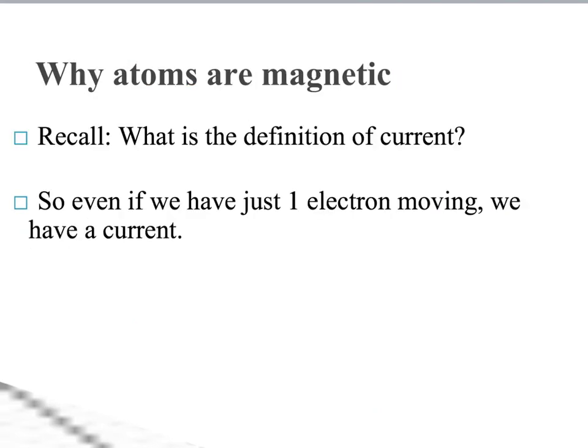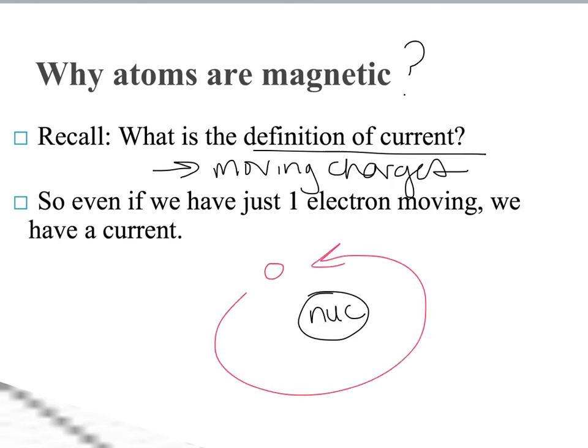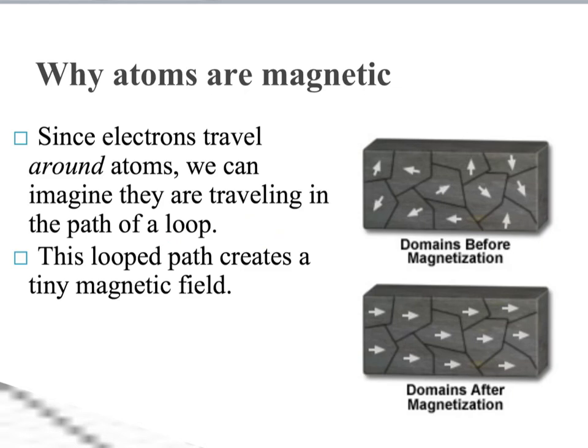So let's go back and think about what we learned last time. Why are atoms magnetic? I want you to think about the definition of current. The definition of current is just moving charges. If you think way back to chemistry, we have the model of the atom where we have the nucleus sitting in the middle, and around it we've got all these electrons moving around. They don't go exactly in circles, but they are traveling around. So even if we have just one electron moving, we have a current. And if we have a current moving, guess what happens? We get magnetic fields. And that's how we get this domain that we were talking about in the last video.